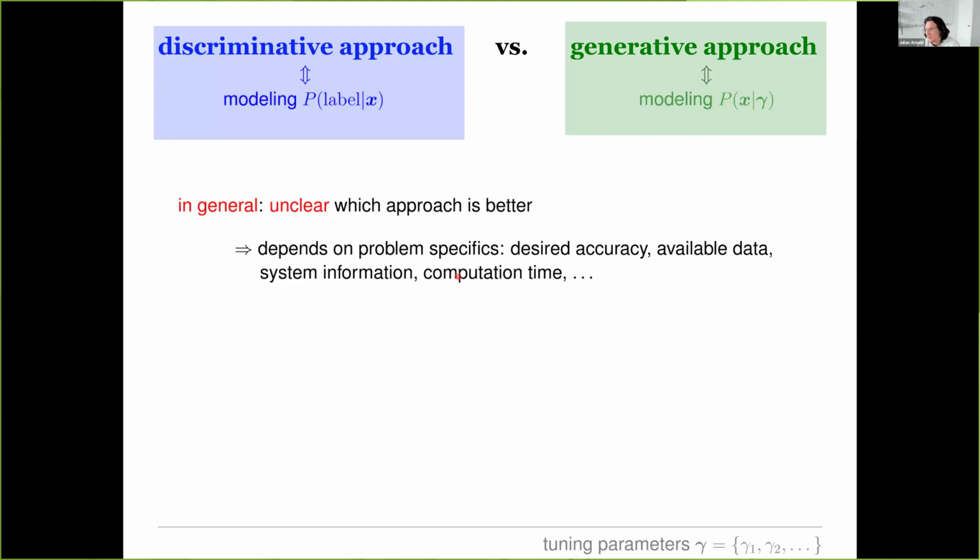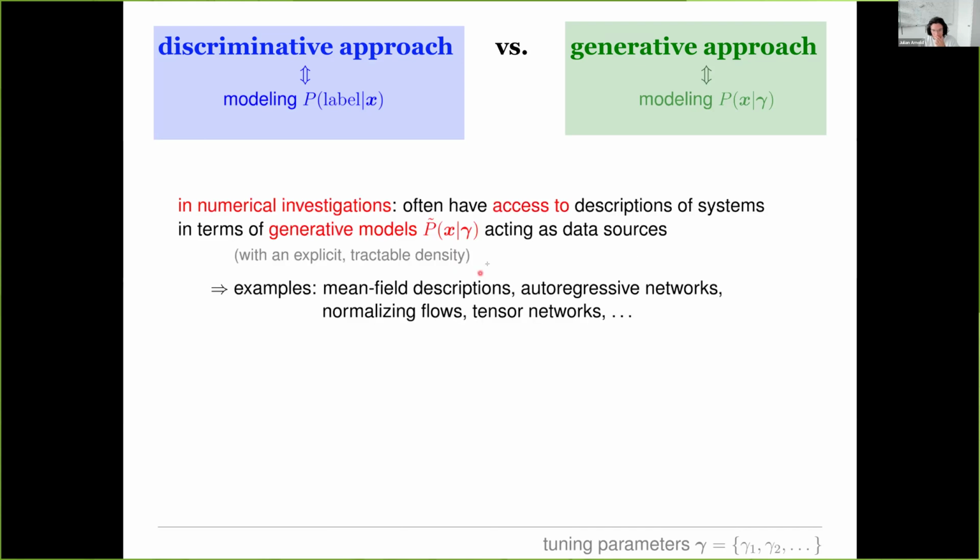So namely the desired accuracy we want to reach of our indicator, the data we have available, what kind of system information we have. So do we know something about the Hamiltonian or the structure of these probability distributions, and the available computational budget. But in this talk, I'm going to convince you that there's a large class of settings where the generative approach has an advantage over the discriminative approach.